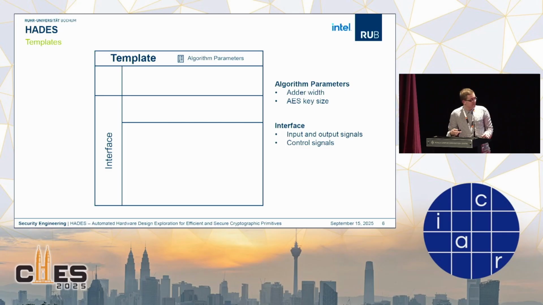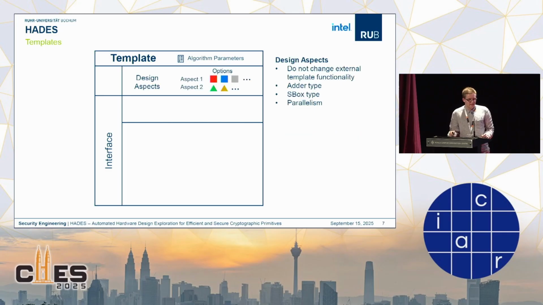What templates now also have is what we call design aspects. And these design aspects do not change the external functionality of the template, but they change how internally the desired functionality of the template is achieved. For example, this could be the type of the adder. So do we want to use a Sklansky adder or a ripple carry adder? The parallelism, so how many different S boxes do we want to use? And so we have, for each template, many different design aspects, and each aspect can have multiple different options.